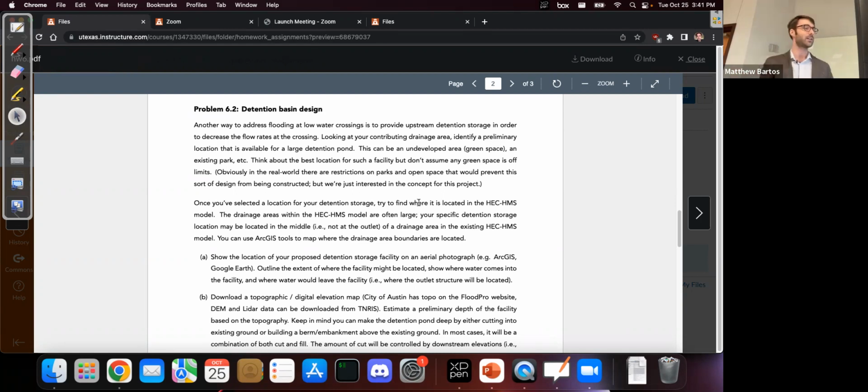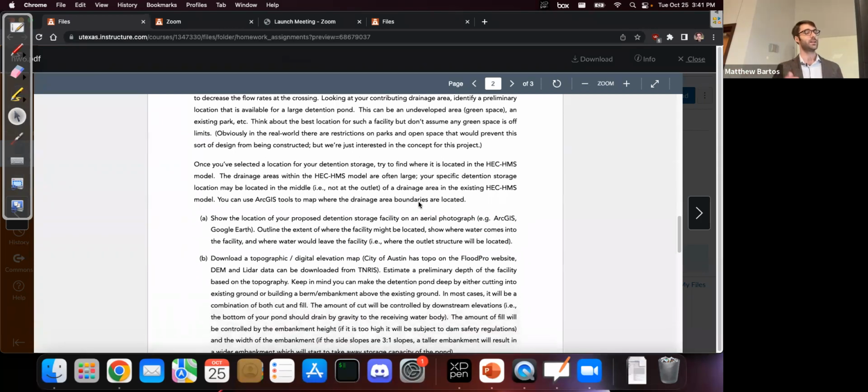So there's a lot of freedom in how you can go about this, but it will essentially involve siting your detention basins and simulating them in HEC-HMS to figure out how they're going to affect the flows into the HEC-GRASS model. And then from that, you can see how it affects the water surface profile.